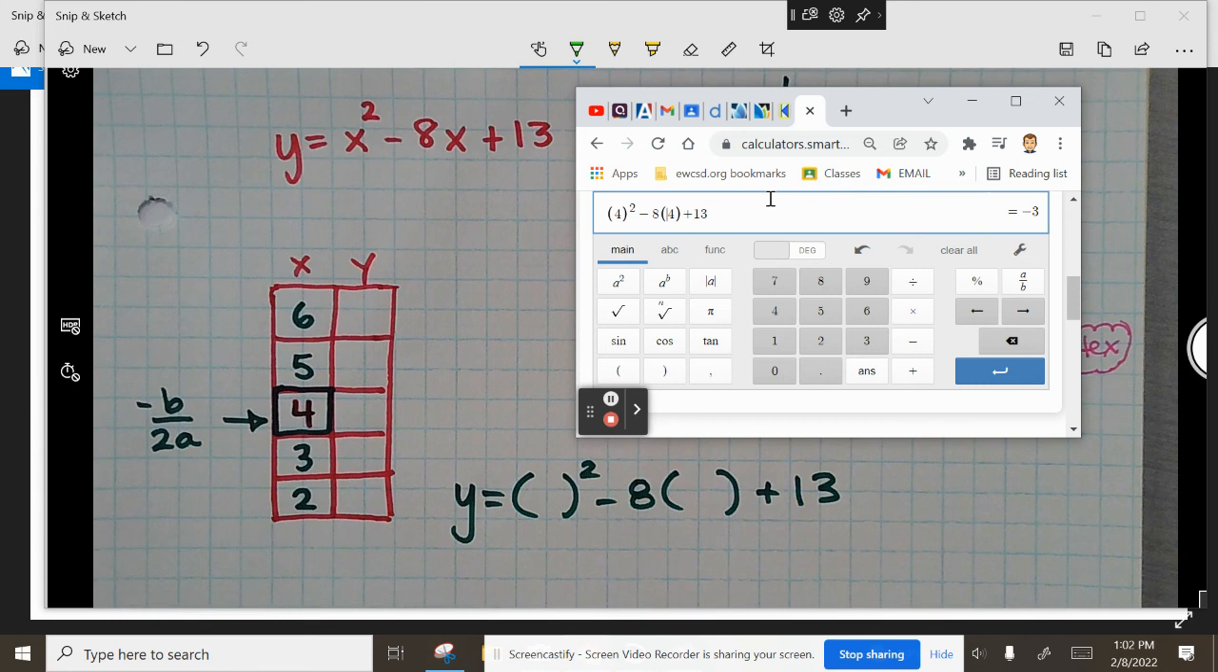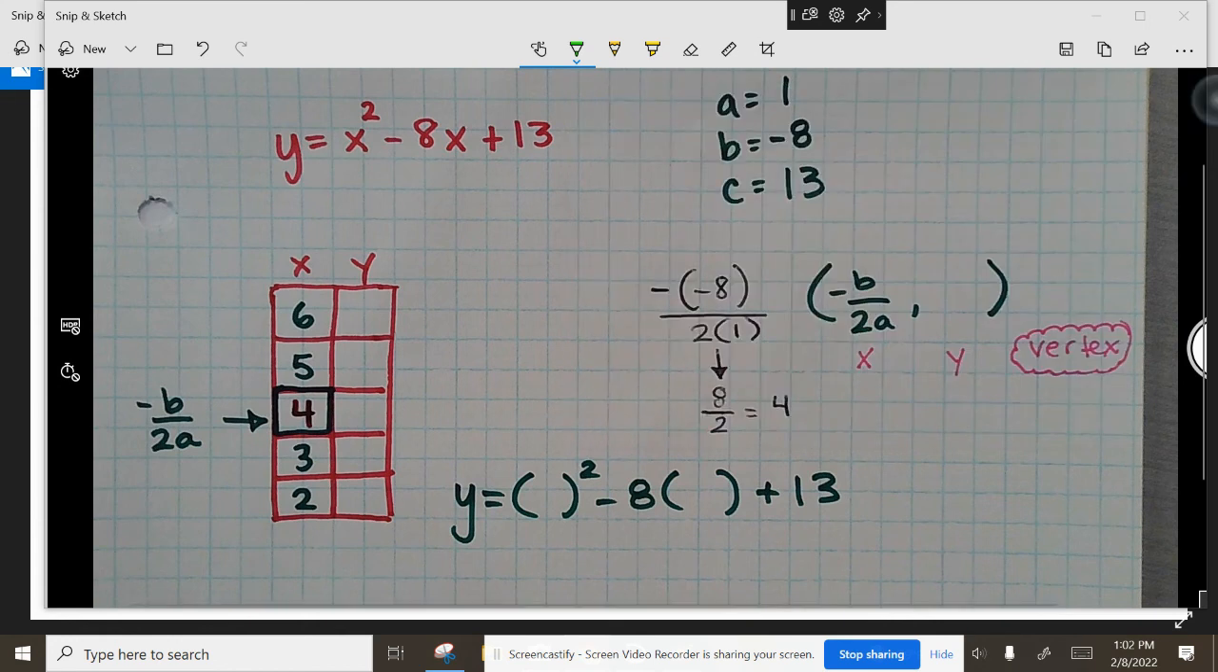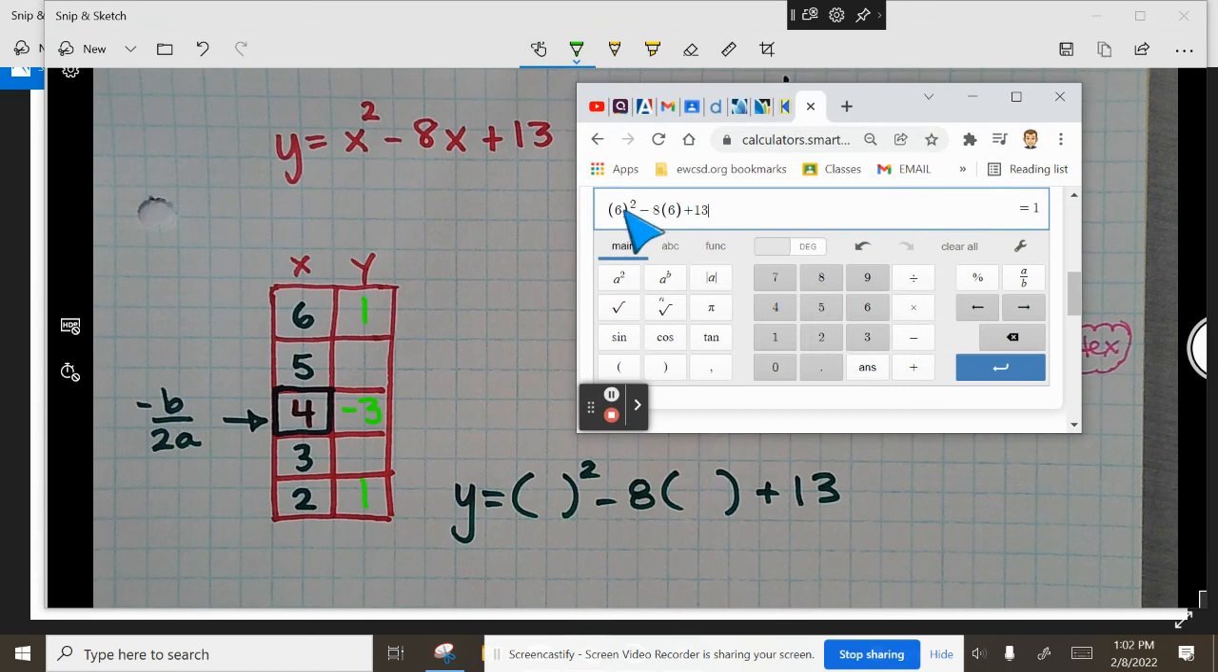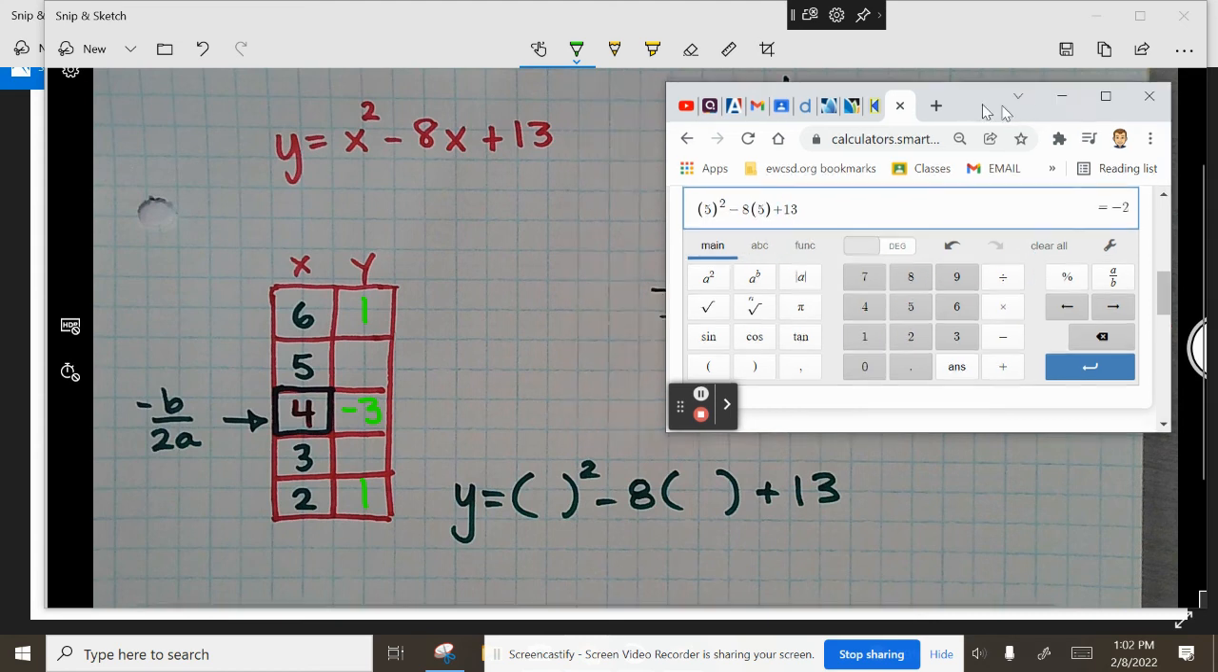Now, is it super simple now? Because what am I going to do? I can just go ahead and push in a different number, right? We just did 4. What if I did 6 now? 6 here and 6 here. And what do I get? 1. Okay, so let's go ahead and put that on there. So this is going to be, what was this, negative 3? And this was 1. Okay, we're good. Now, the last step. We're going to do the 5. And we get negative 2.